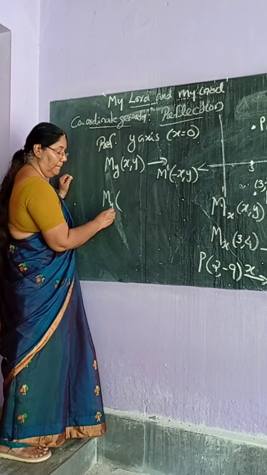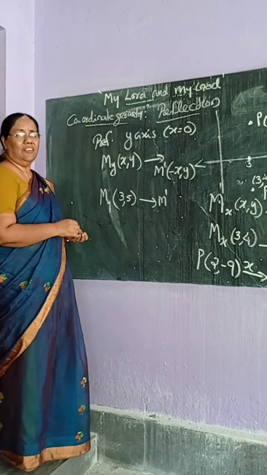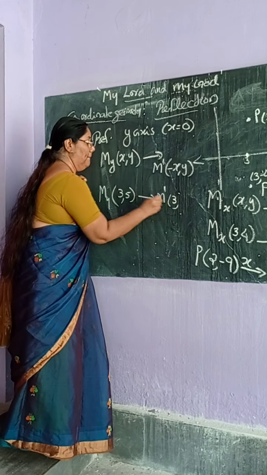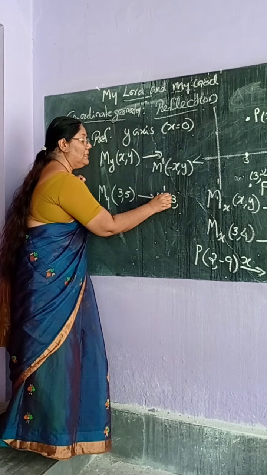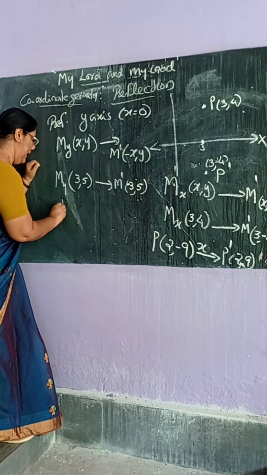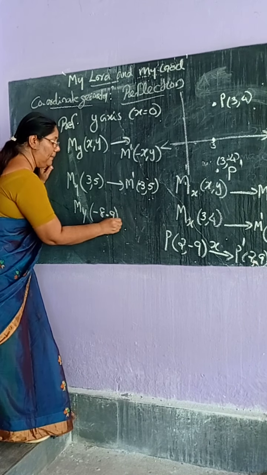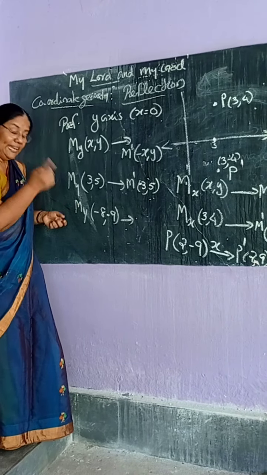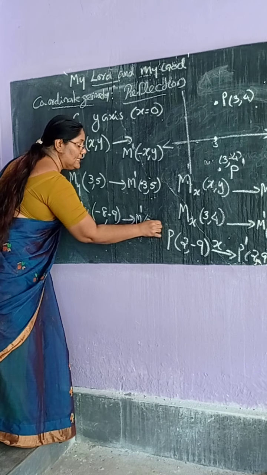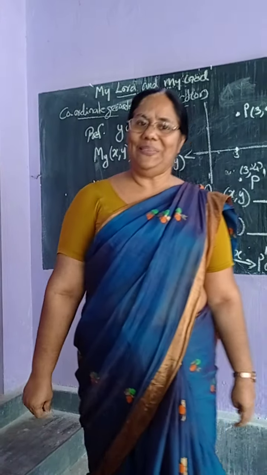My (3, 5). M dash is, first reflection shows M dash. What is M dash? Say the answer. Y-axis means (-3, 5). The x coordinate changes its sign. Okay. Then My (-8, -9). My, y means the x coordinate changes its sign. Therefore, M dash is (8, -9). Okay, students?